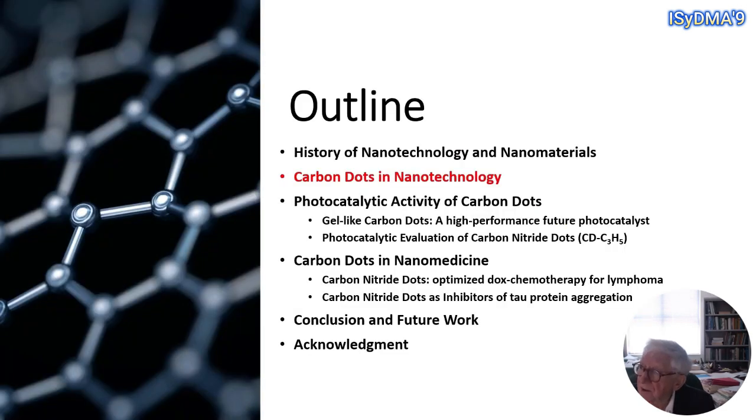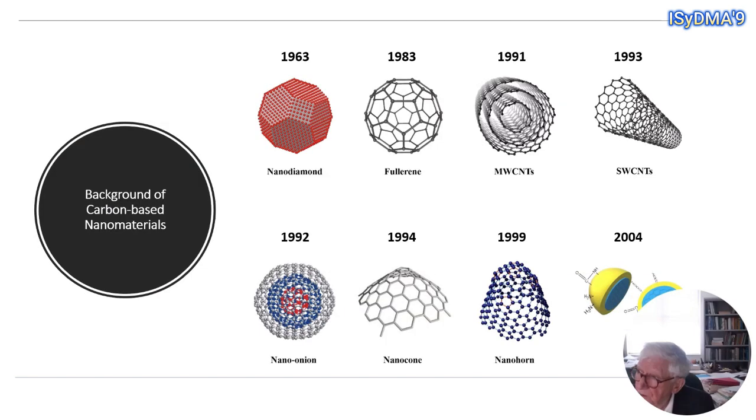So the second part of the outline is related to carbon dots in nanotechnology. From 1963 to 2004 a panoply of different structures was formed, for example multi-wall carbon nanotubes and single-wall carbon nanotubes, etc., and the other 2-dimensional ones, and the 0-dimensional ones are related to the carbon dots.